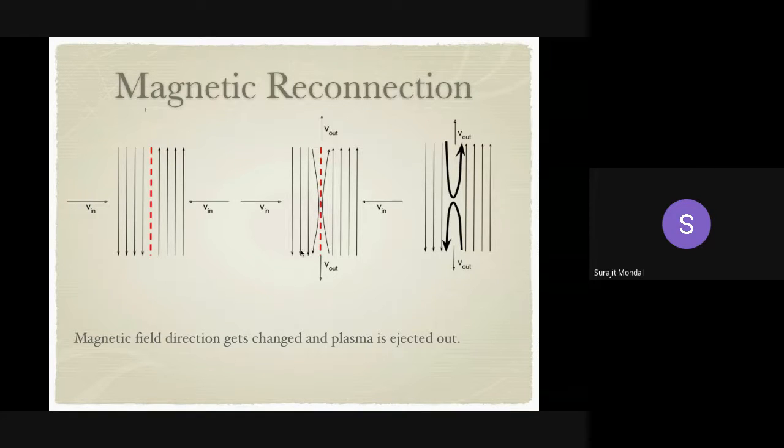So see here, the field line was directed along this, and this was along this. After reconnection, the field geometry has completely changed. It has taken a curved shape here and a curved shape here. And these field lines and the plasma along with it get ejected out in both directions. So magnetic field reconnection is a process by which the magnetic field topology can get changed.